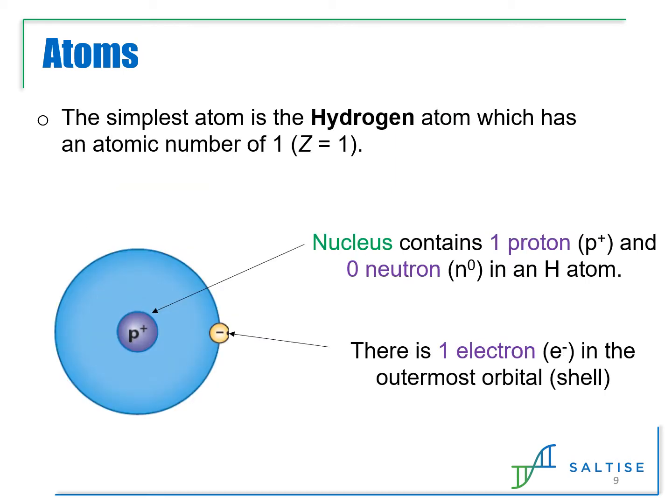The hydrogen atom is the simplest atom. It has an atomic number of 1 and a mass number of 1. This is because the nucleus contains only 1 proton. There are no neutrons. The hydrogen atom also has 1 electron, which is shown here in the outermost orbital.